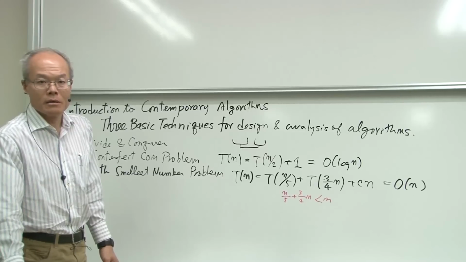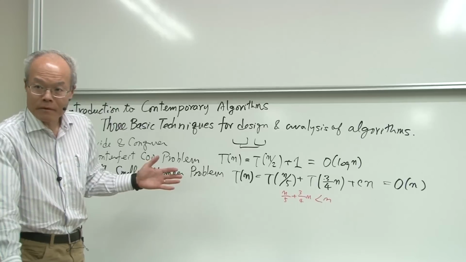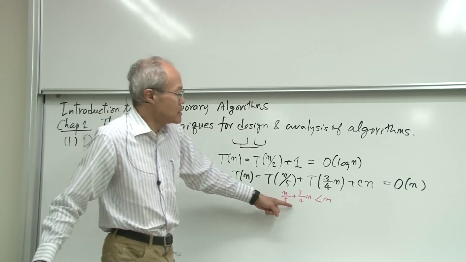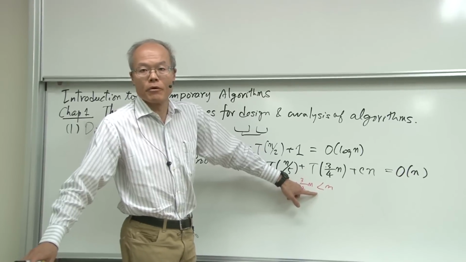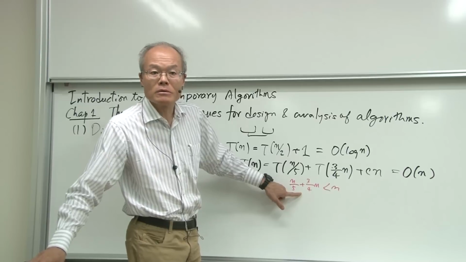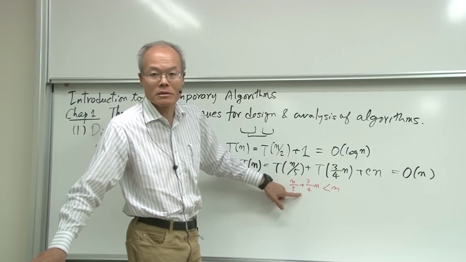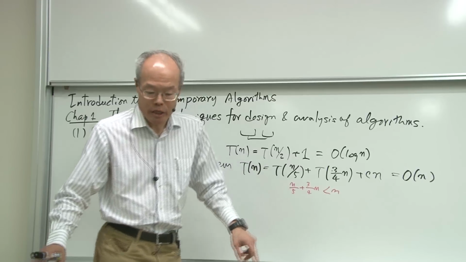Then the natural question is, what if this value is not strictly less than n? For example, what if this value is equal to n? This is our third example.